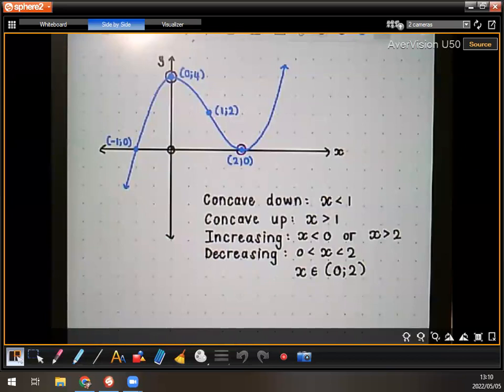I'm not including the turning points because at the turning points, that's also where it changes from being increasing to decreasing or decreasing to increasing. Okay, so we don't actually include those turning points.